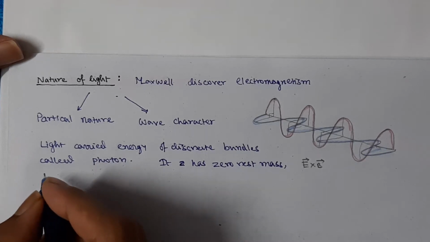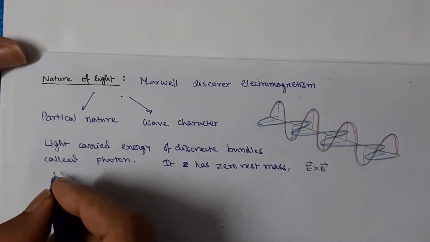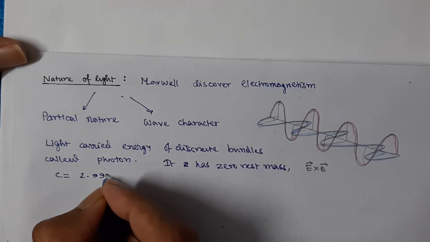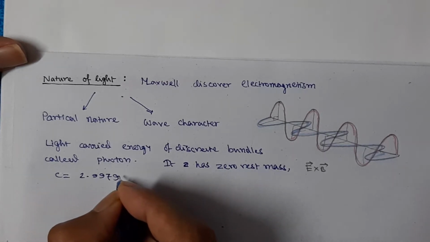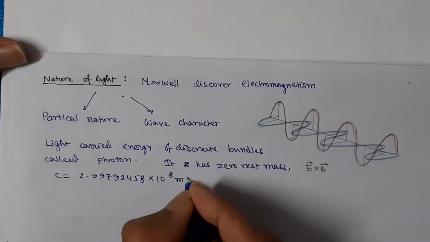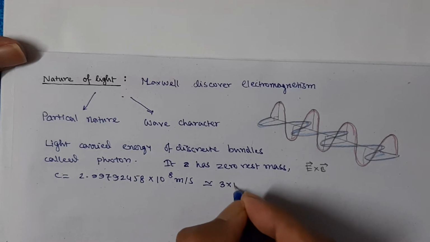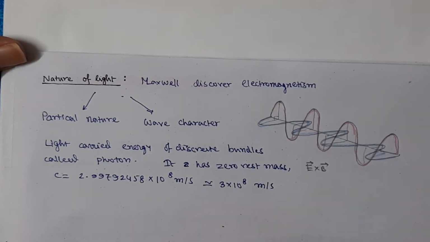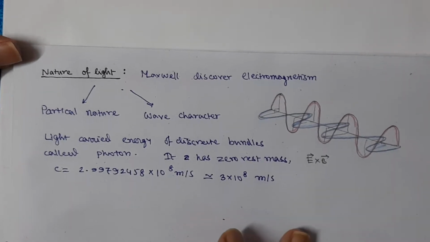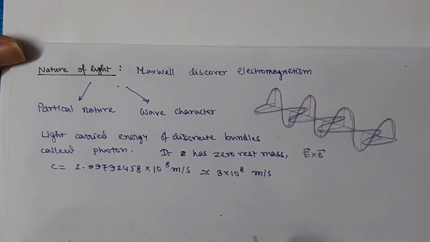Because of this zero rest mass, light can attain its ultimate speed, because in the universe light has the fastest speed, which is c equal to 2.99792458 times 10 to the power 8 meters per second. This is the exact value of the speed of light, which can be approximated to 3 times 10 to the power 8 meters per second. And all the math problems can be solved with this value of light speed. Okay, so this is our wave character and particle character of light.